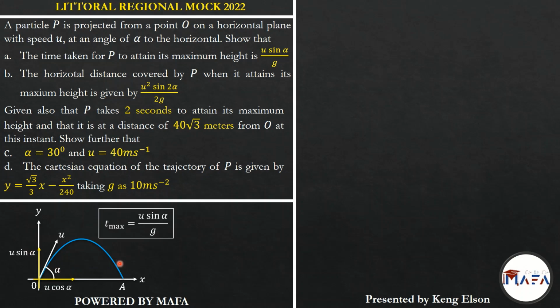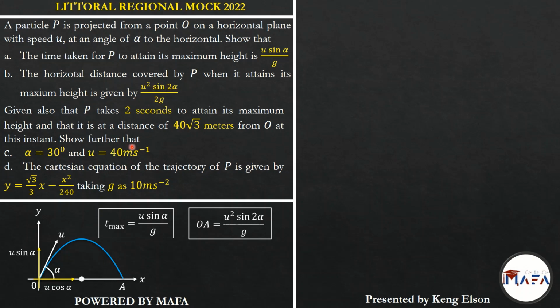Now in the previous slides, we have already proven the time to reach maximum height as u sine alpha on g, so you just need to review and we are done with part A. Now we know that the horizontal distance traveled as the range of the particle is simply u squared sine 2 alpha on g, but we are supposed to prove that the horizontal distance covered by P when it attains the maximum height is u squared sine 2 alpha on 2g.